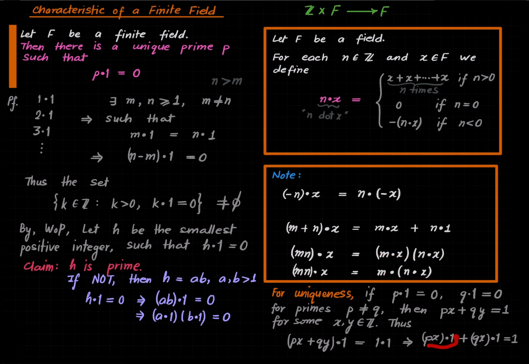Okay, so this thing is x dot p dot 1, and similarly that thing is x dot q dot 1, but p dot 1 is 0 and q dot 1 is 0. So the left side is 0. So what we have is a field where the multiplicative identity is the same as the additive identity, because this is 0. But that doesn't happen in a field.